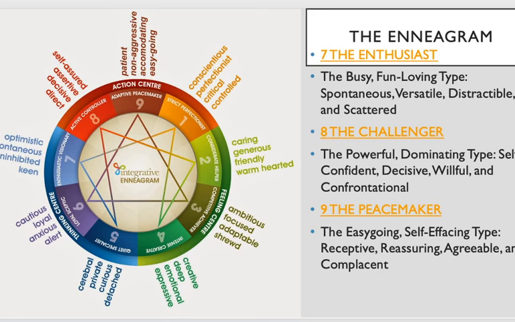And then number 9 is the peacemaker. They're adaptive. They're the easygoing, self-effacing type. They're receptive, reassuring, agreeable, and then potentially one of their vulnerabilities is that they are complacent.